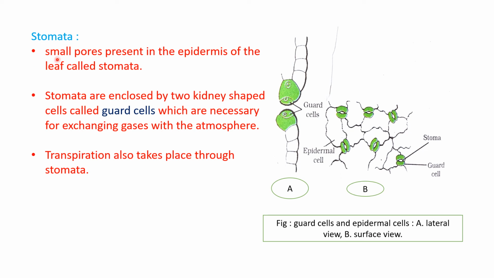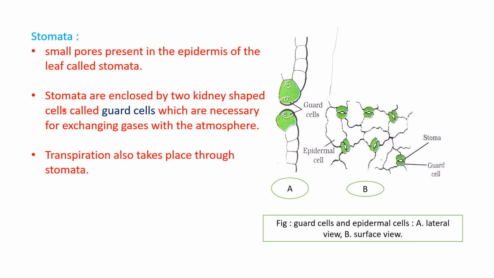Now we'll see the stomata. What is stomata? Small pores present in the epidermis of the leaf are called stomata. So the epidermis has some pores in the leaf portion, that is called stomata. Why is it present in the leaf? Because we know that through the leaf only, gaseous exchange happens. So in the epidermis some pores are present, this is called stomata.